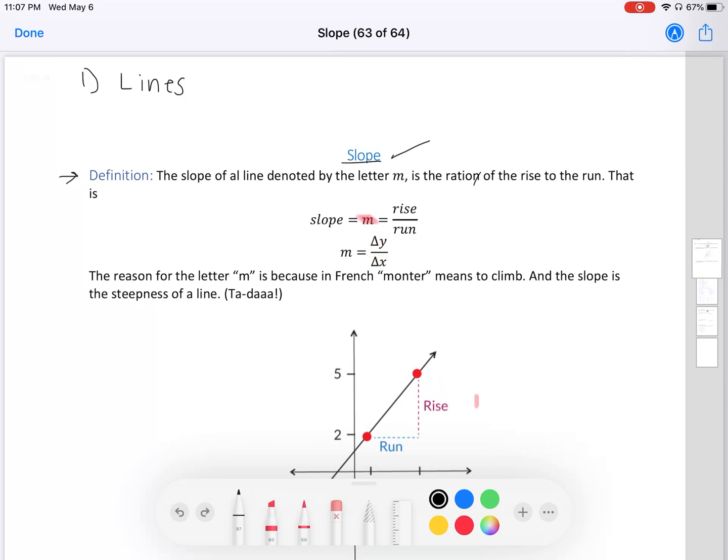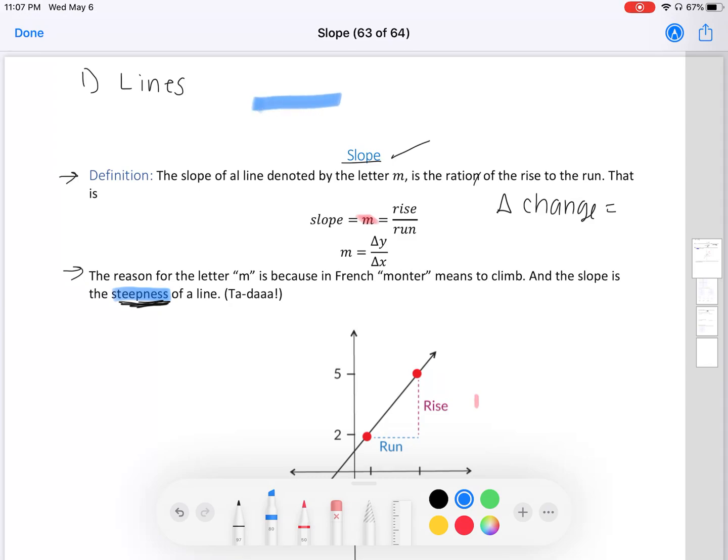That triangle means change, and it means subtraction in our sense. The reason for the letter m is because in French, monter means to climb, and the slope is the steepness. So highlight this word. It's super important to our purpose for the section. The slope is the steepness.